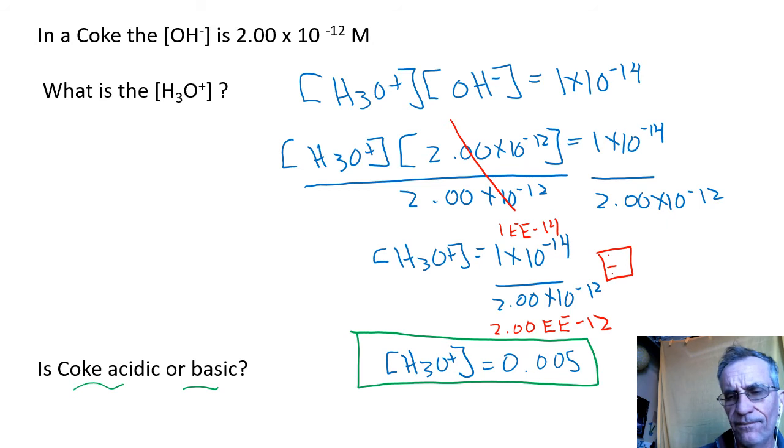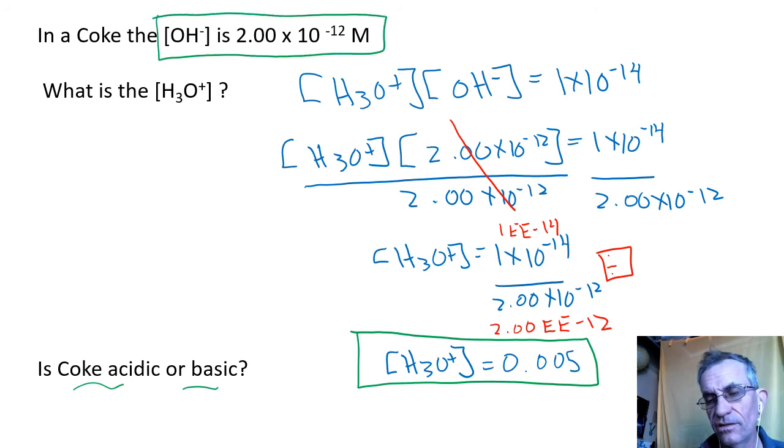Well, one way I can know is I can compare the amount of these two ions. First off, is this thing neutral? No, it's not neutral. If it was neutral, the amounts would be equal, and they would be equal to 10 to the minus 7. So we're out of balance, and we have to figure out which way we're out of balance.